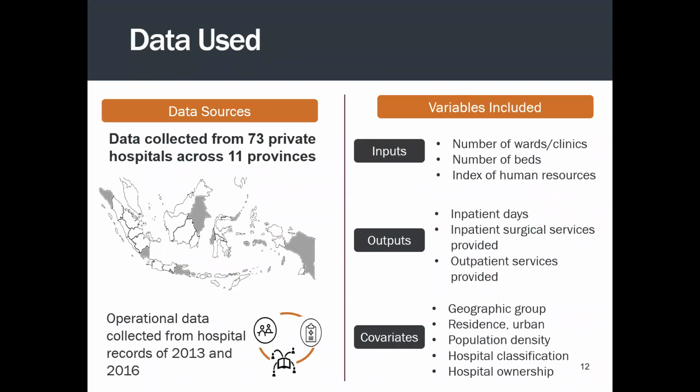Our analysis utilized data collected in a study conducted by HP Plus of private hospitals' capacity, utilization, and finances before and after JKN initiation. The data was collected from December 2017 through January 2018. Operational data, including data on outpatient load, inpatient capacity and occupancy, services available, and human resources, were collected from 73 private hospitals in 11 provinces, representing about 5% of registered private hospitals in Indonesia.